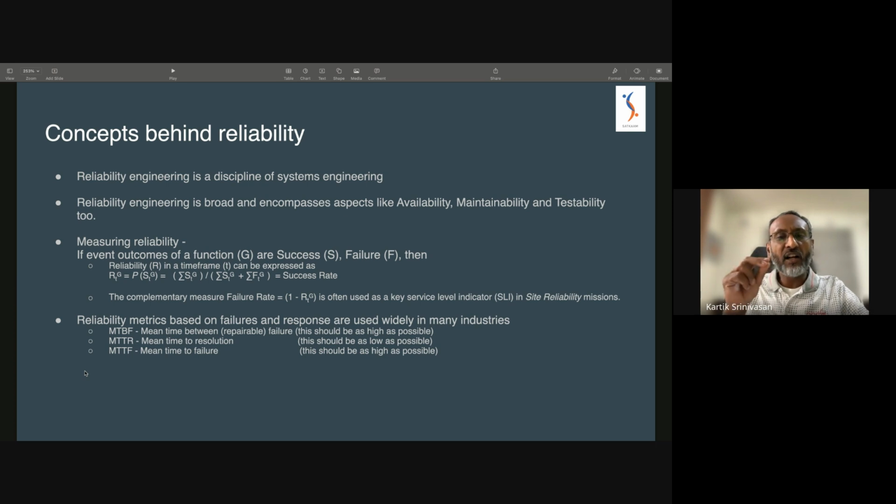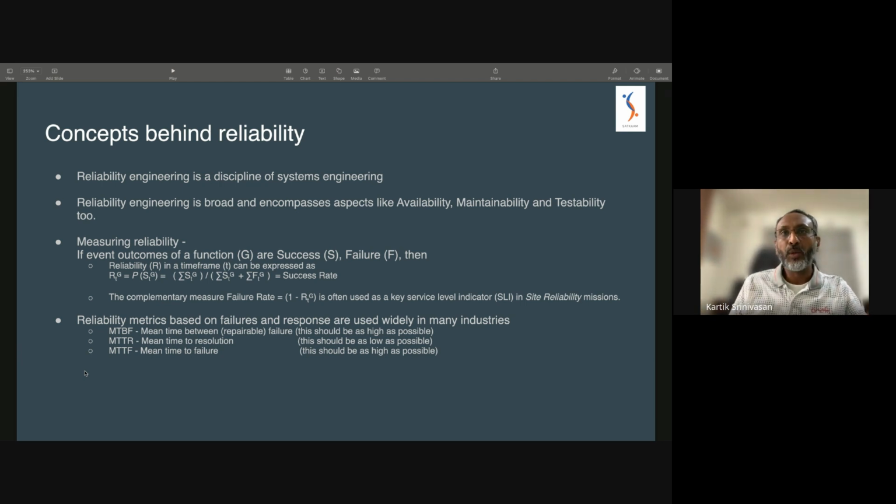And apart from the SLIs that we spoke about, these SRE professionals are looking at key performance indexes for themselves, right? And so these are what is the mean time between a repairable failure, right? And this mean time should ideally be very, very high so that there is no failures in a large duration of time. So you are trying to essentially maximize the MTBF, or mean times between failures.